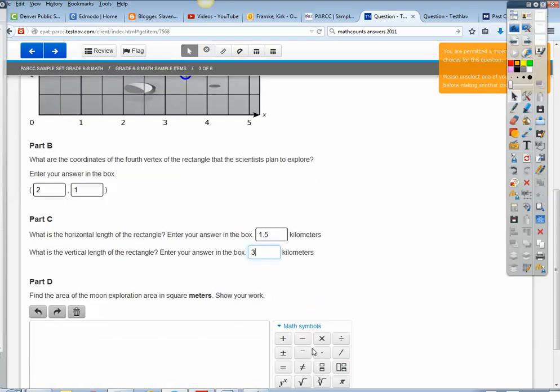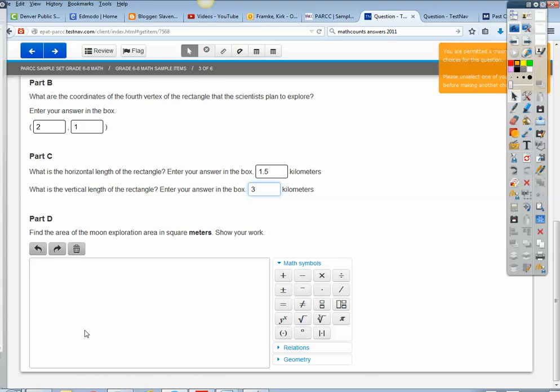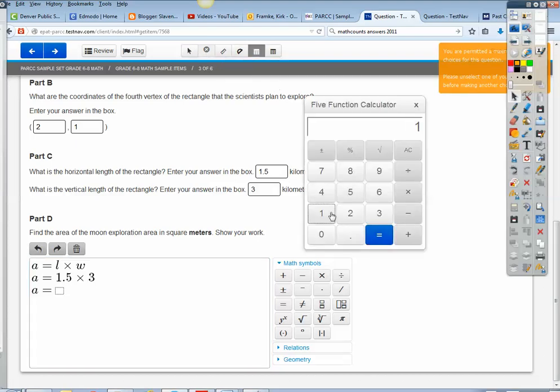Part D, find the area of the moon explored in square kilometers. Well, you know that area is equal to length times width. So that means that my area is going to equal 1.5 times 3, which means my area is going to equal, and just to make sure we don't make an error in the calculations, we'll use the calculator that's provided. We only need the 5-function calculator. We have 1.5 times 3 for a grand total of 4.5.